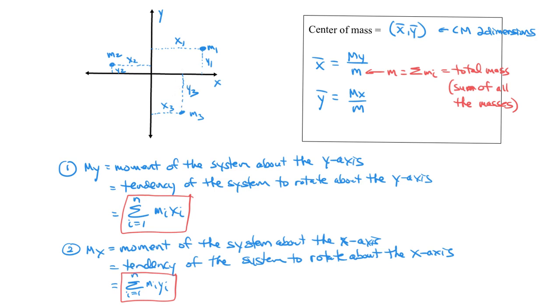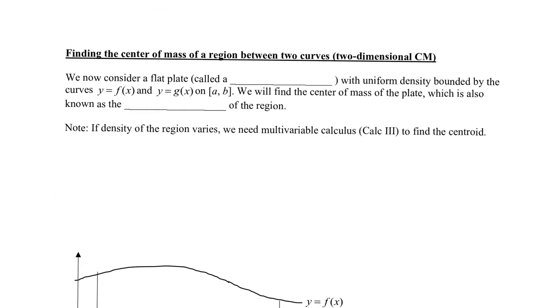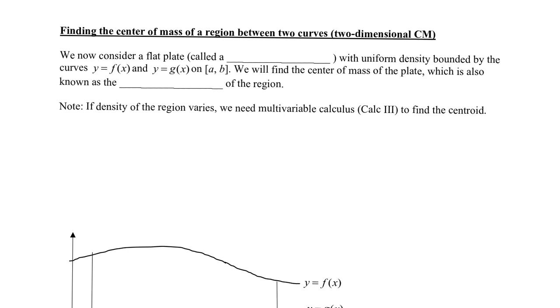So for this third one, we're going to need some calculus, which I know you've been waiting for, so you'll be glad to see this third one. So this is finding the center of mass of a region between two curves. It is a two-dimensional center of mass. Again, for 3 dimensions, you need multivariable calculus, so some of you will be so lucky that you'll take Calc 3 and you'll see it then. But the difference between this and the last one was this one has an infinite number of points.